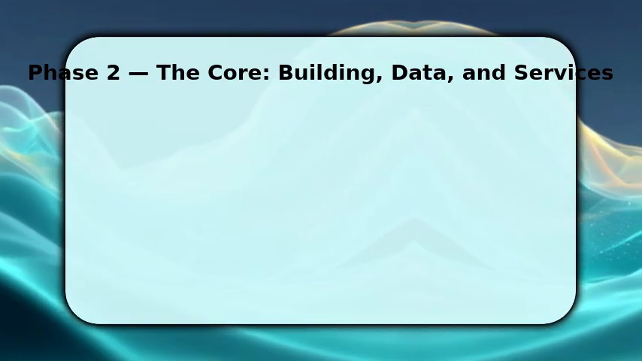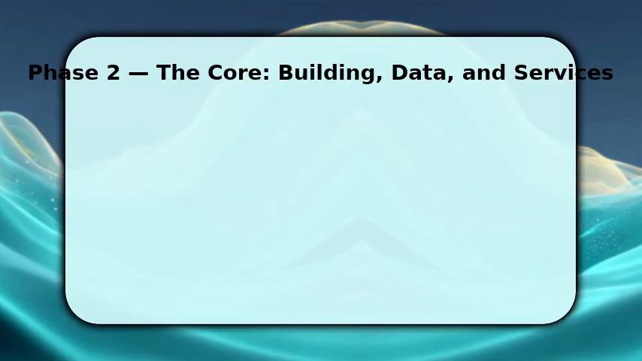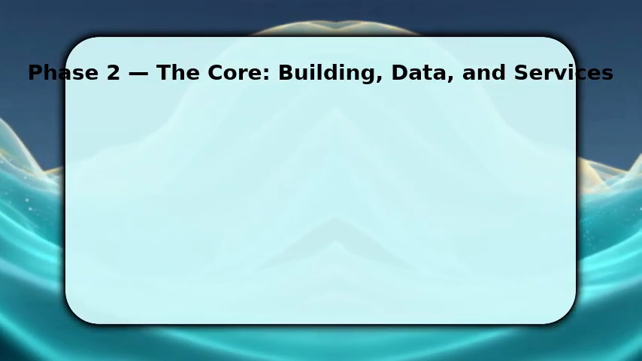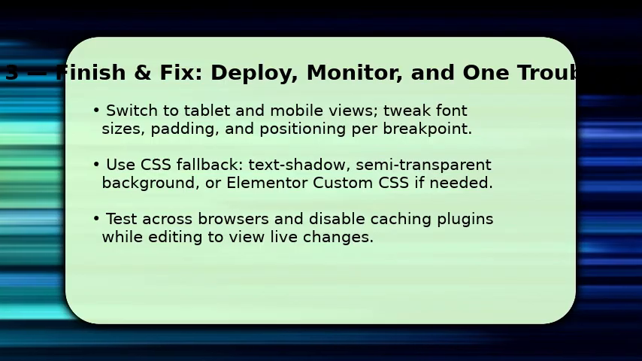Finally, add a background or color overlay. Adjust opacity, so the text remains legible regardless of image brightness. Finish by making the overlay responsive and run one key troubleshooting check. You switch to tablet and mobile views and adjust font sizes, padding, and absolute positions for each breakpoint so the overlay never obscures important image areas.